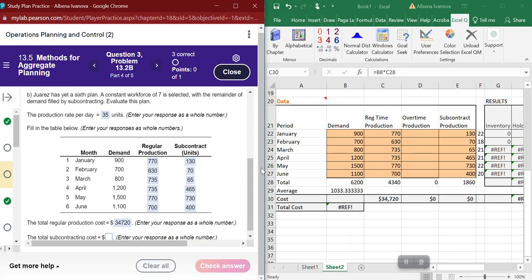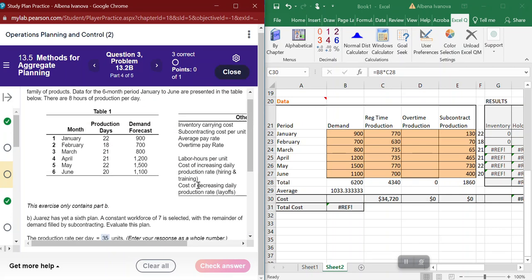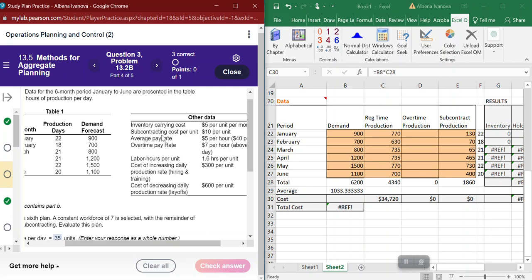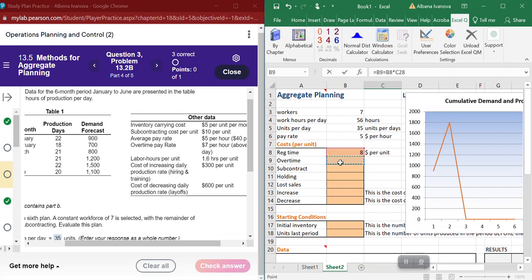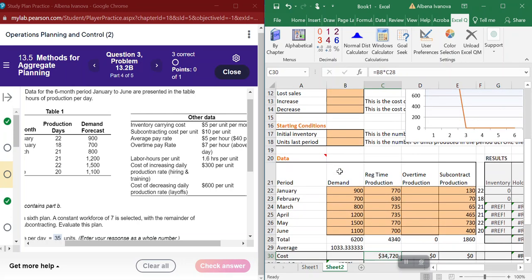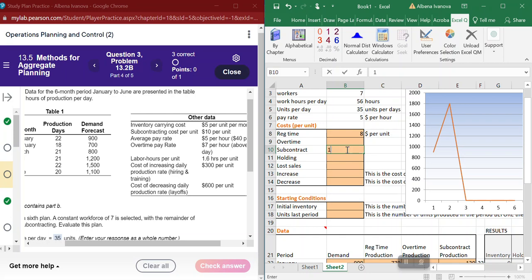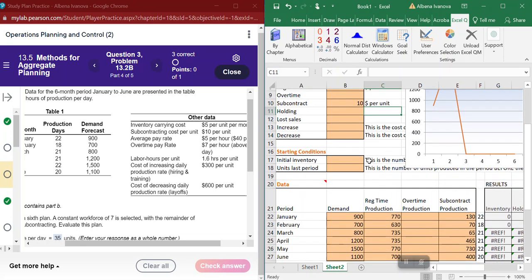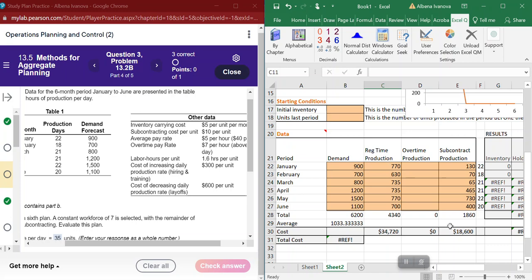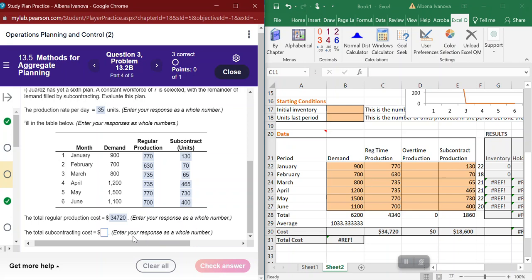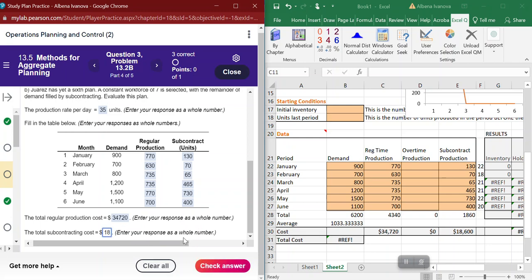The subcontracting costs are given to us. They are given, subcontracting cost per unit is 10. So I'm just going to add them to the structure here. Subcontracting costs are $10 per unit. And they are calculated here. 18,600.